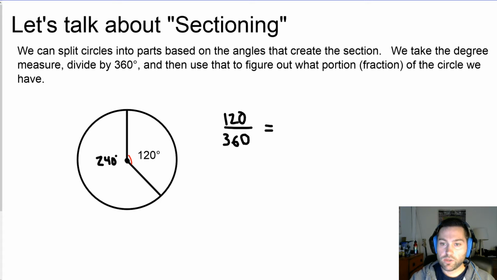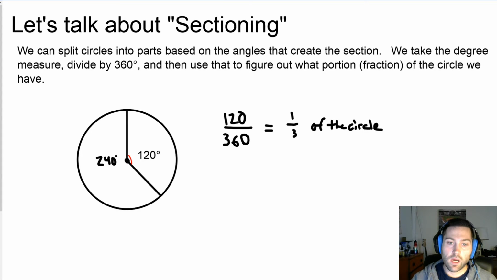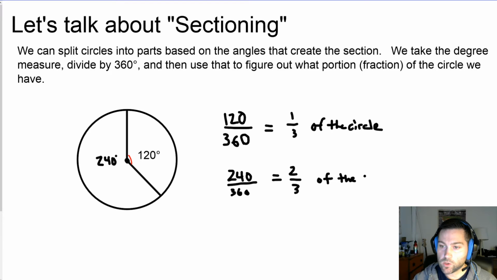would equal 1/3. So I have 1/3 of the circle. That is the section that I am talking about here with the 120. If I did the other section, 240 divided by 360, that would simplify as a fraction to 2/3, and it would represent a section that is 2/3 of the circle. So let's just keep that in mind as we work through some of our problems here.